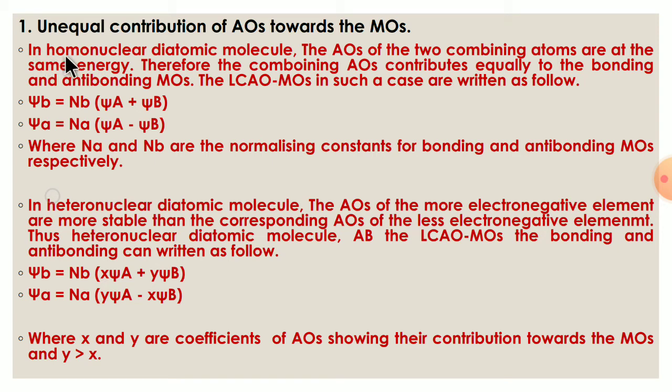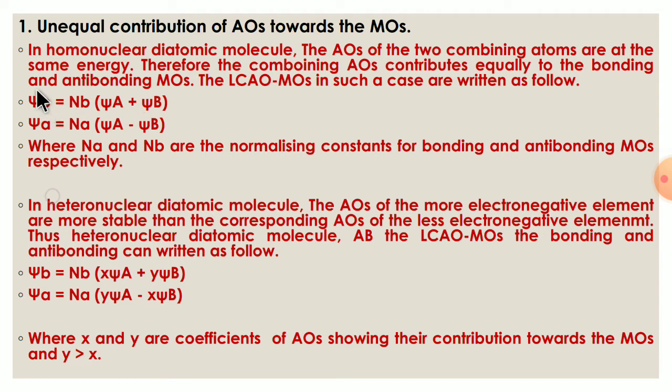In homonuclear diatomic molecules, the atomic orbitals of the two combining atoms are at the same energy. Therefore, the combining atomic orbitals contribute equally to the bonding and antibonding molecular orbitals. The linear combination of atomic orbitals for molecular orbitals in such a case is written as follows.